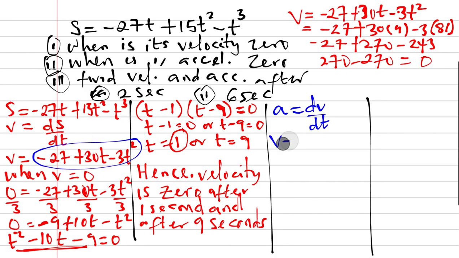So v is equal to what? Minus 27 plus 30t minus 3t squared. Let me erase this part first, so that I can write it bold.